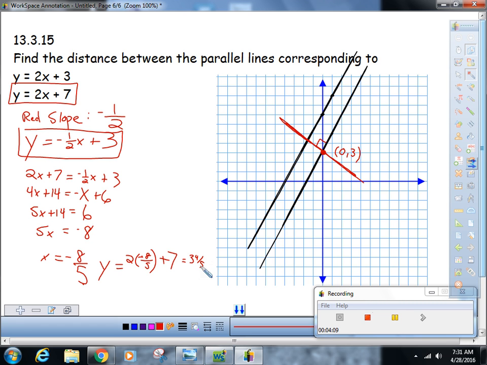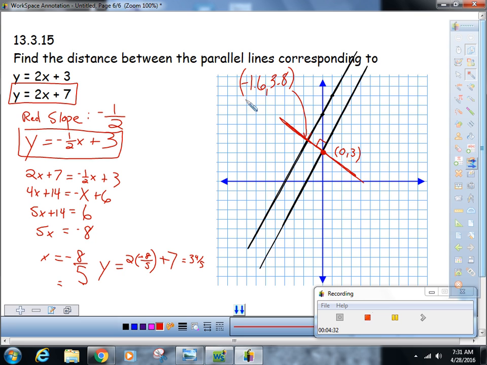-8/5. Okay? So then what will y equal? Well, y will equal 2 times -8/5 plus 7, which is -16/5 plus 7. Thank you. 3 4/5. I think I'm going to go to decimals because fifths are nice and easy. So this point right here is the point (-1.6, 3.8).